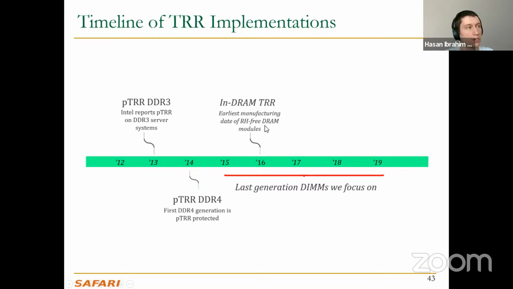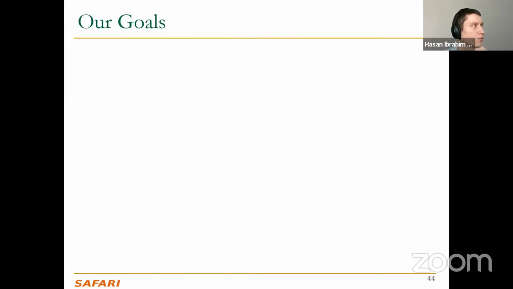Some manufacturers advertised their DRAM modules as RowHammer free. The current generation is also just using in-DRAM TRR. As far as I know, the memory controller-based mitigation mechanisms are not used anymore. Maybe they can be optionally turned on. Maybe they still exist, but I think they are not turned on by default.